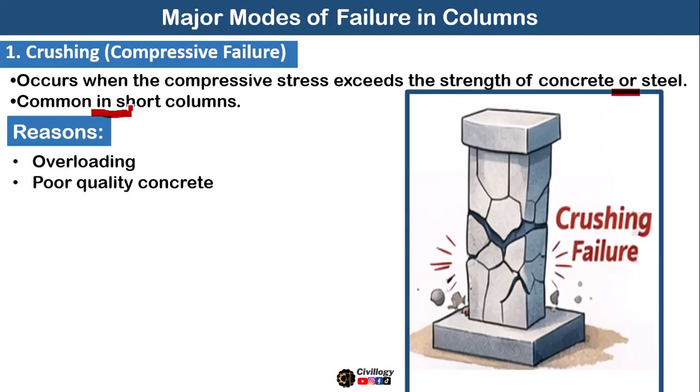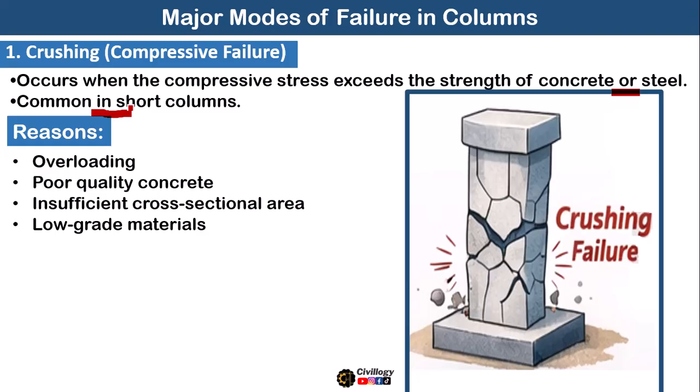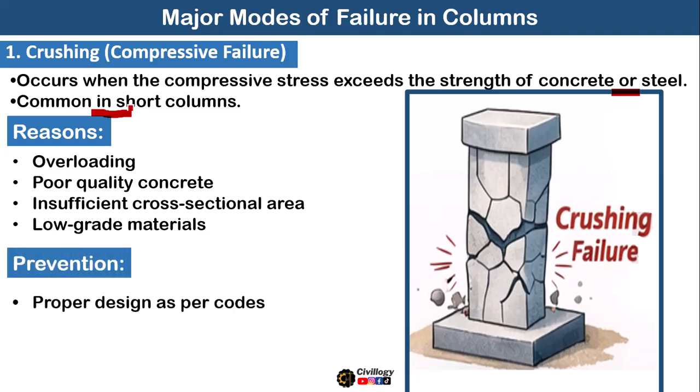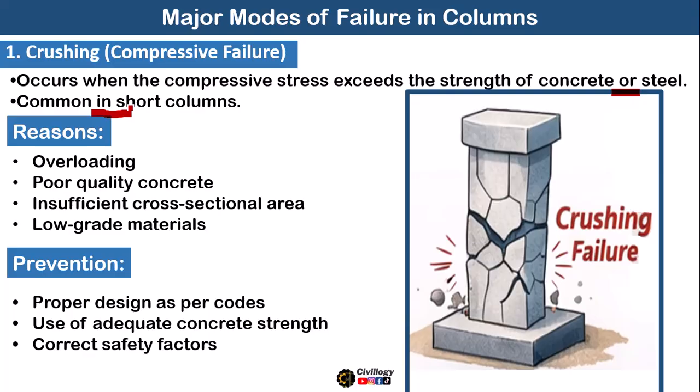The second reason could be poor quality concrete, insufficient cross-sectional area, or low grade materials. And what are the preventions? Proper design as per codes, use of adequate concrete strength and correct safety factors, and quality control during construction. This is all about crushing failure.